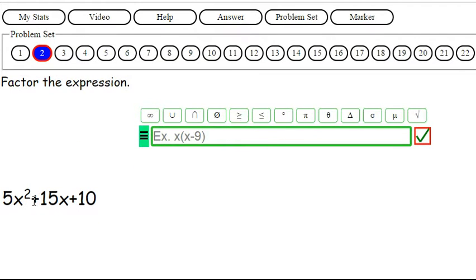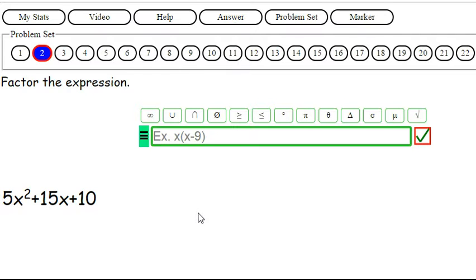2.1. Okay, so we might have done some of these already, but you can't get enough practice. This is stuff that you're going to see over and over again in the future. Factor the expression. I'm going to write this one down here. This is 2.1, so we have 5x squared plus 15x plus 10.